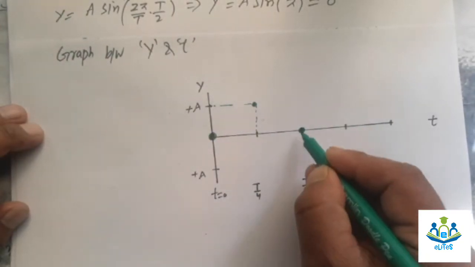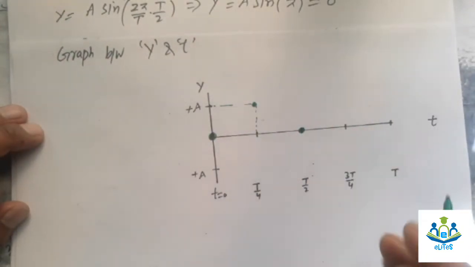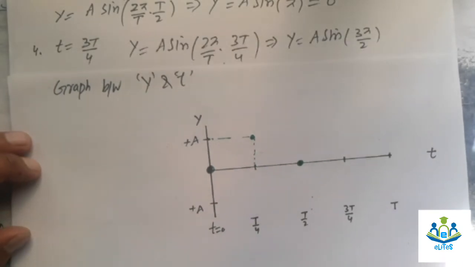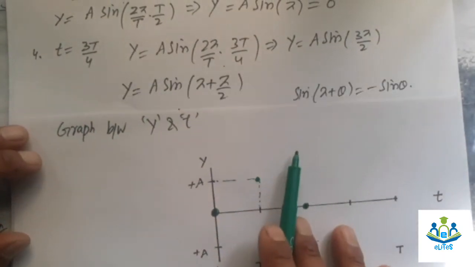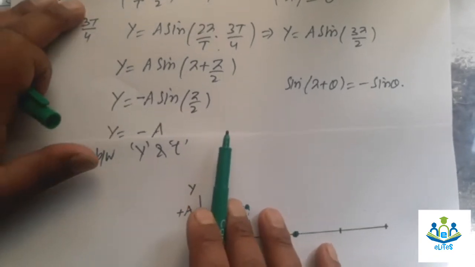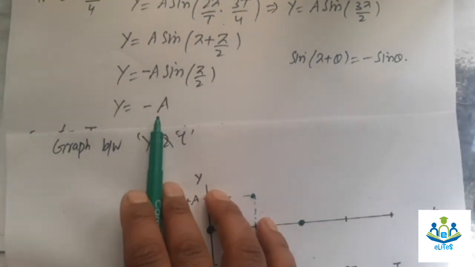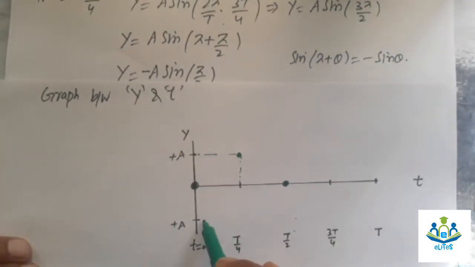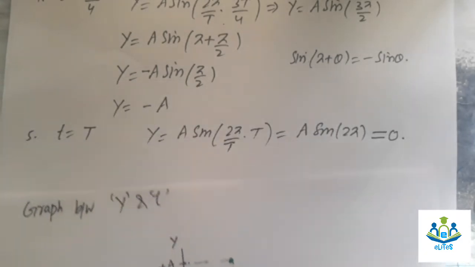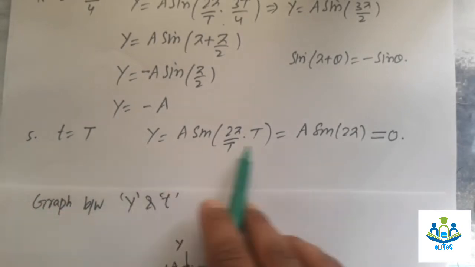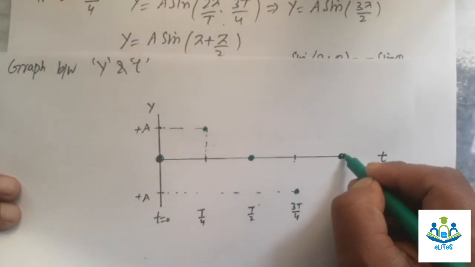So when t is T/2, displacement is 0. Okay, when time is 3T/4, displacement is minus a. So displacement will be minus a when time is 3T/4. Okay, again, when t is T, the displacement is 0, and the particle will be here.